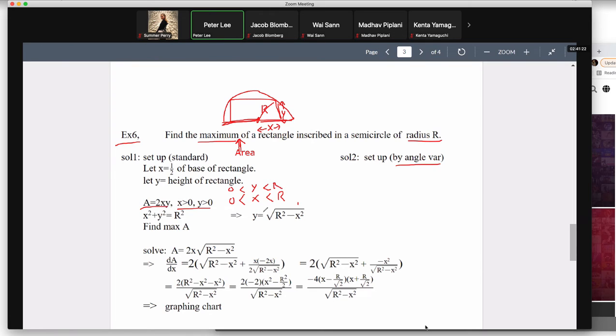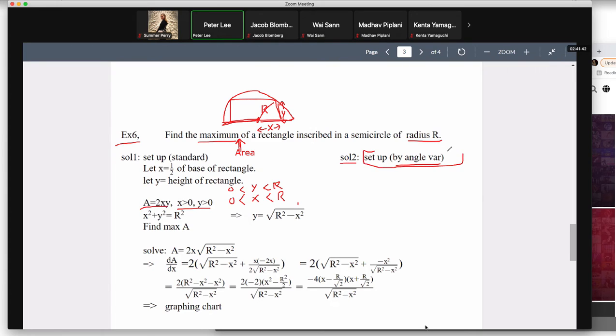Now you have this right here, and then we have all this. Maximum area is this, and the area is actually this right here, and then you do all that, and then you can do the graphing chart. Not a problem. The rest of it, you do this, and then you can do the graphing chart. Now, let me discuss the solution 2 setup.